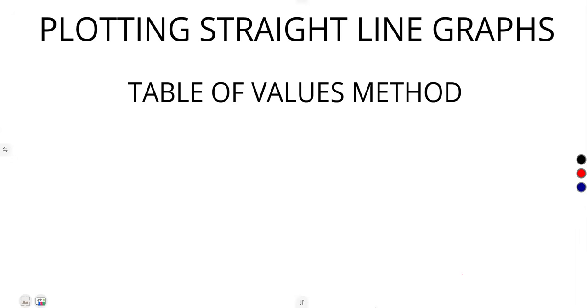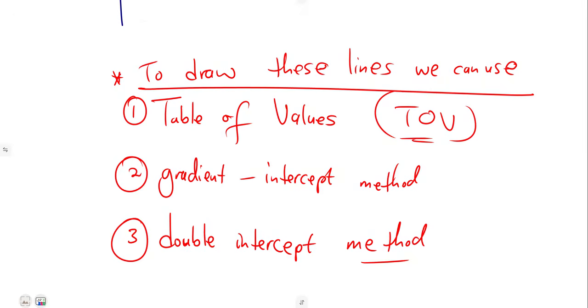So in this case, we are going to look into the straight line. We are going to consider how to plot, that is, to draw. You must know how to draw a straight line graph or a linear function as we had before, right? Remember from the straight line graphs, we referred to different ways or methods to draw these lines, which is using the table of values method, the gradient intercept, the double intercept.